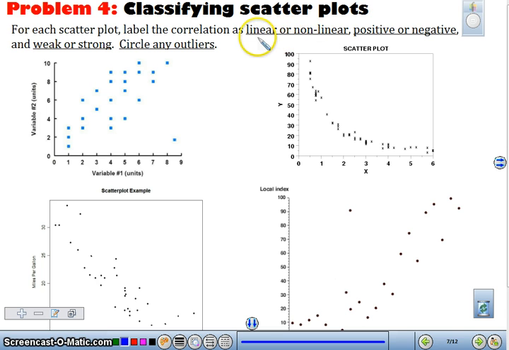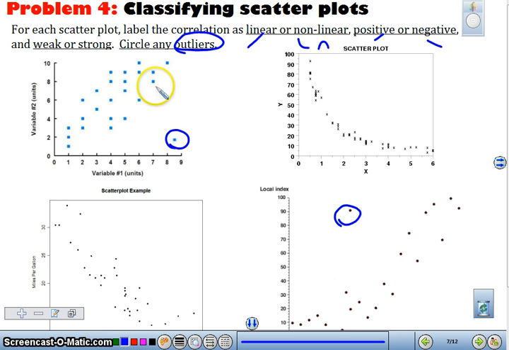The last part that we're going to be looking at is we want to classify it as linear or nonlinear. Remember, linear is a straight line. Nonlinear could be curved, could be parabola shaped, positive, negative, and then weak or strong. And you're asked to circle the outliers. Which things kind of don't fit? Like in this one, here would be our outlier. Here we can definitely see an outlier.